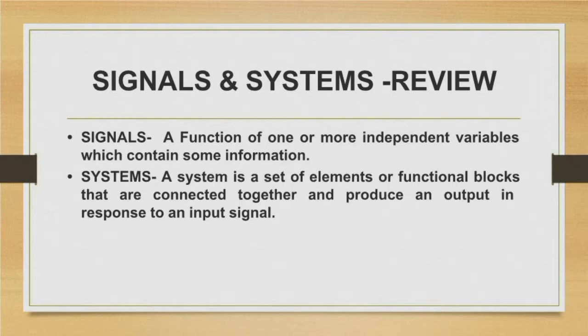So look at this definition. A function of one or more independent variables which contains some information, we call it a signal. Based upon time, it can be classified into two types: one is analog signal and another one is digital signal.